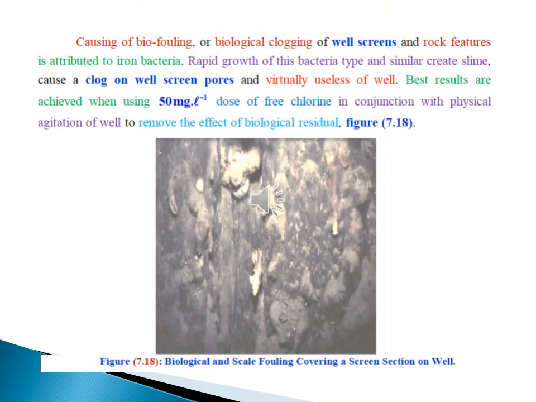Biofouling or biological clogging of well screens and rock features is attributed to iron bacteria. Rapid growth of this bacteria type and similar slime causes clogging of well screen pores and makes the water virtually useless, as shown in the growth figure. Best results are achieved when using a 50 mg per liter dose of free chlorine in conjunction with physical agitation of the well to remove the effect of biological residuals.